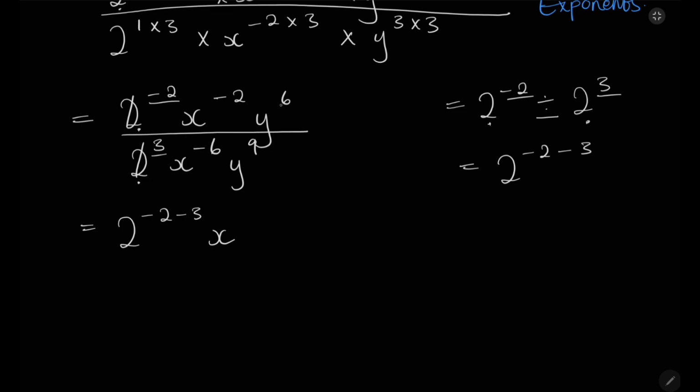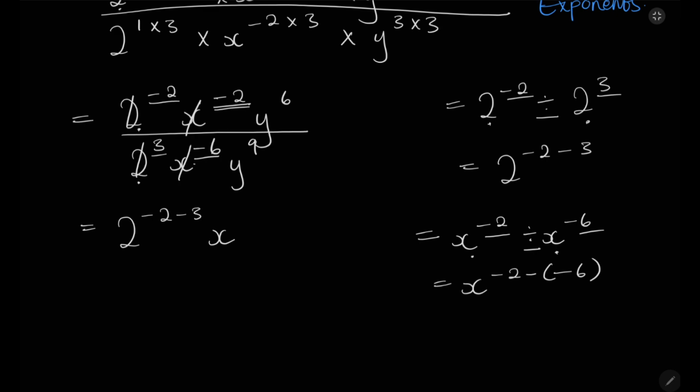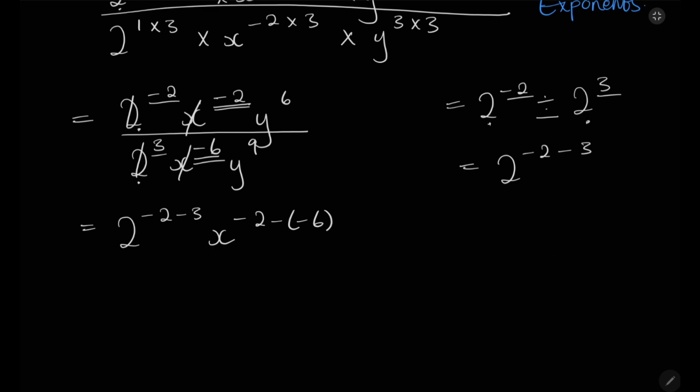We're left with x. We have negative 2 and negative 6. If you need this on the side, it's basically x to the power negative 2 divided by x to the power negative 6. We have 2 bases that are divided, so we subtract their exponents. We'll have x, negative 2 minus, in a bracket, negative 6. So we show this here. We have x, negative 2 minus negative 6. Don't forget to put the negative 6 in a bracket. We're left with 9.